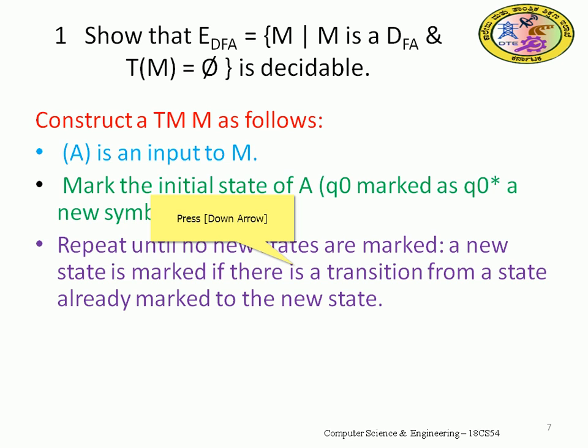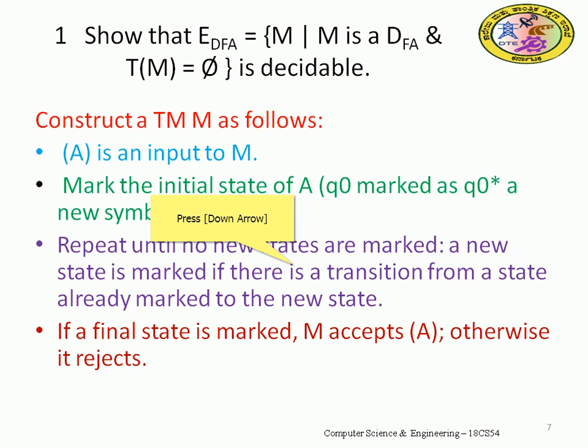So repeat until no new states are marked, right? Marking is proceeding. A new state is marked if there is a transition from a state already marked to the new state. So we need to consider the state transition from marked to new state. So if a final state is marked, M accepts A, otherwise it rejects.